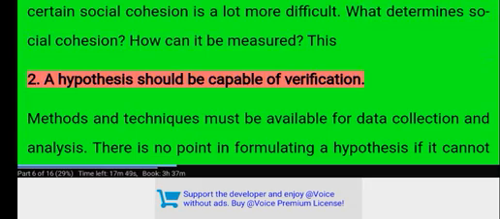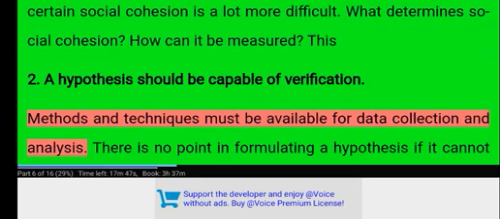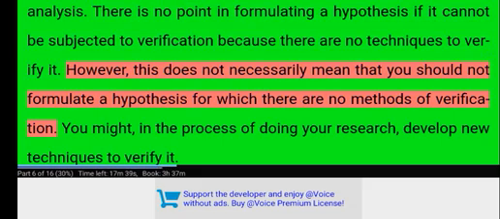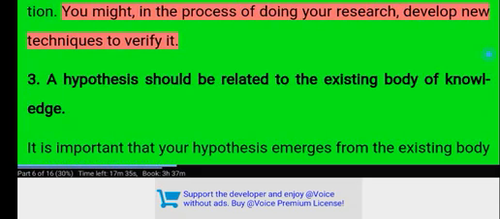2. A hypothesis should be capable of verification. Methods and techniques must be available for data collection and analysis. There is no point in formulating a hypothesis if it cannot be subjected to verification because there are no techniques to verify it. However, this does not necessarily mean that you should not formulate a hypothesis for which there are no methods of verification. You might, in the process of doing your research, develop new techniques to verify it.